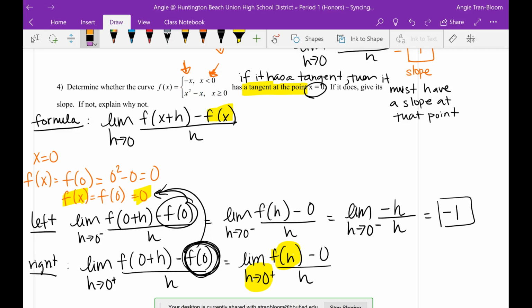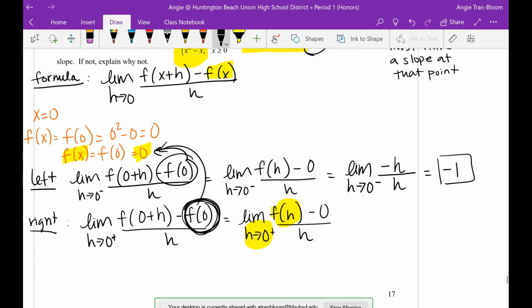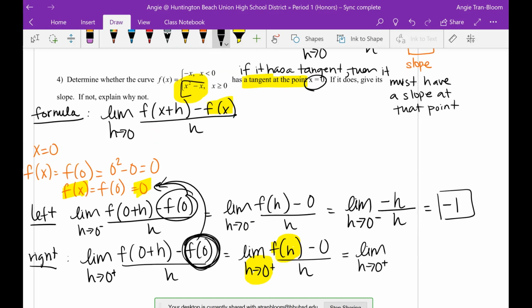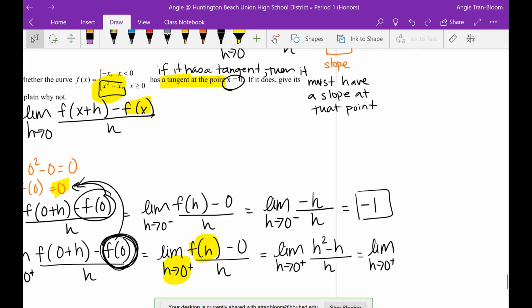So let me erase some things here. Because I'm coming from the right, this is the piece that I need to use, x squared minus x. So when I substitute that in, limit as x approaches 0 from the right, every time you see an x in this piece, now it gets an h squared minus h. Minus 0, it's obviously nothing. So I can factor out the top, and I will now have h times h minus 1 all over h. Okay. This will cancel.